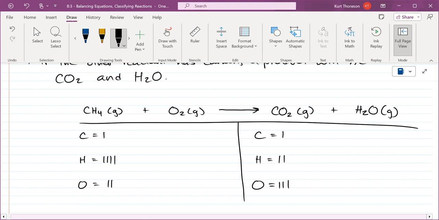Okay. Let's see if we can get this balanced. Let's try that. I think it's going to give me 4. Let's try this. That's going to give me 4. And that's going to give me 2. There we go. All balanced. So that is also a combustion reaction.